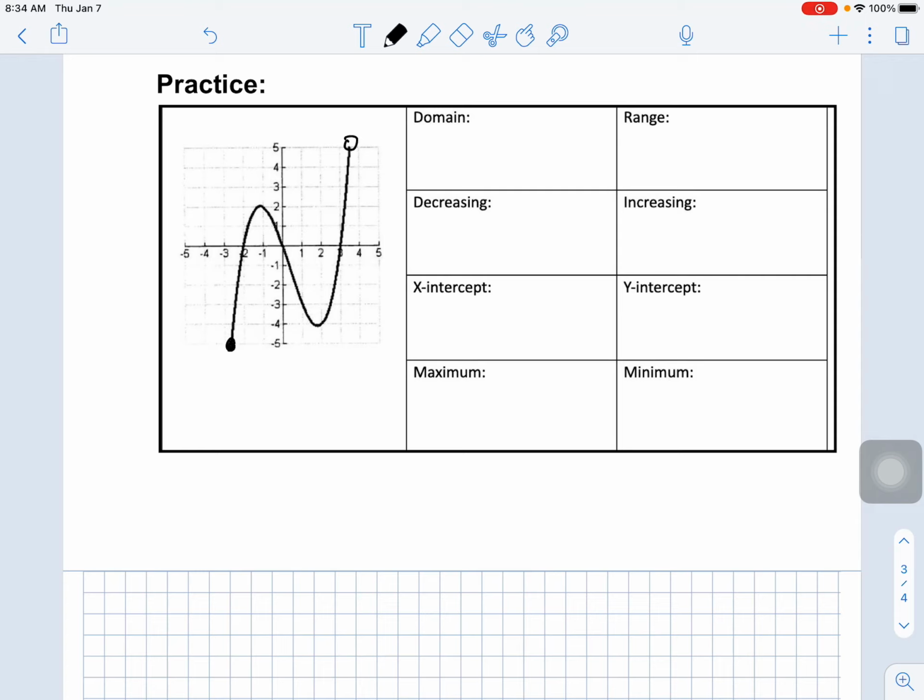So I'm going to say that this is a closed circle and that this is an open circle, just to give us some practice. So our domain, again, is the width of our graph.